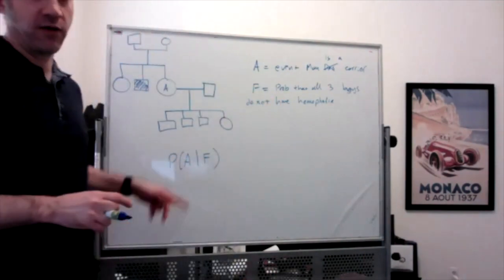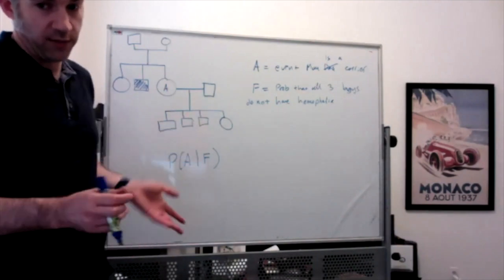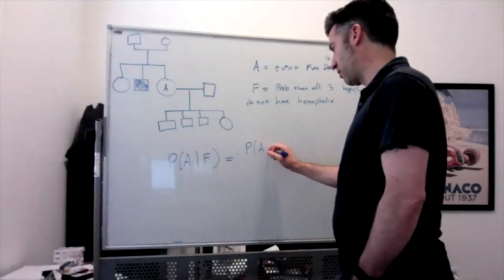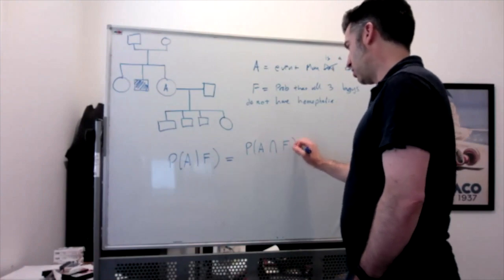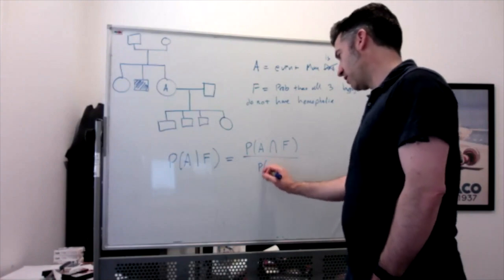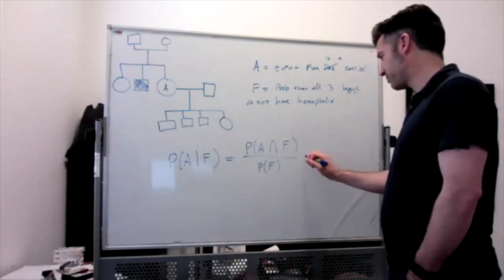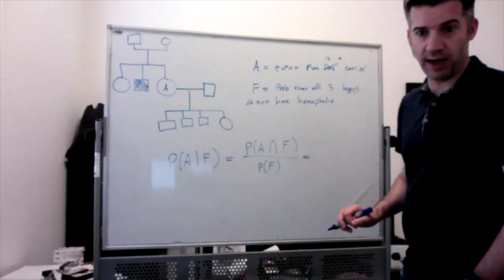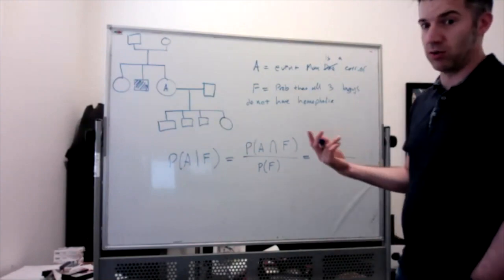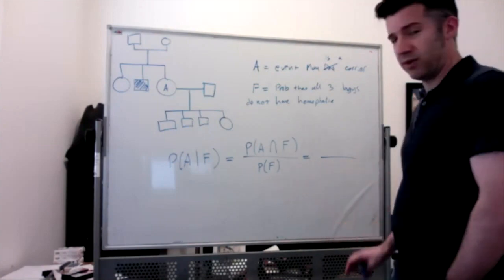So we want to find the probability of her being a carrier, given that all 3 of our sons do not have hemophilia. Okay, so we know how to find that. That's the probability of her being a carrier and all 3 sons not having hemophilia, divided by the probability of all 3 sons not having hemophilia, which we can definitely calculate. We know the probability of all 3 sons not having hemophilia, actually, we don't know that. We need to work on that. So I think we need a Bayes rule here.